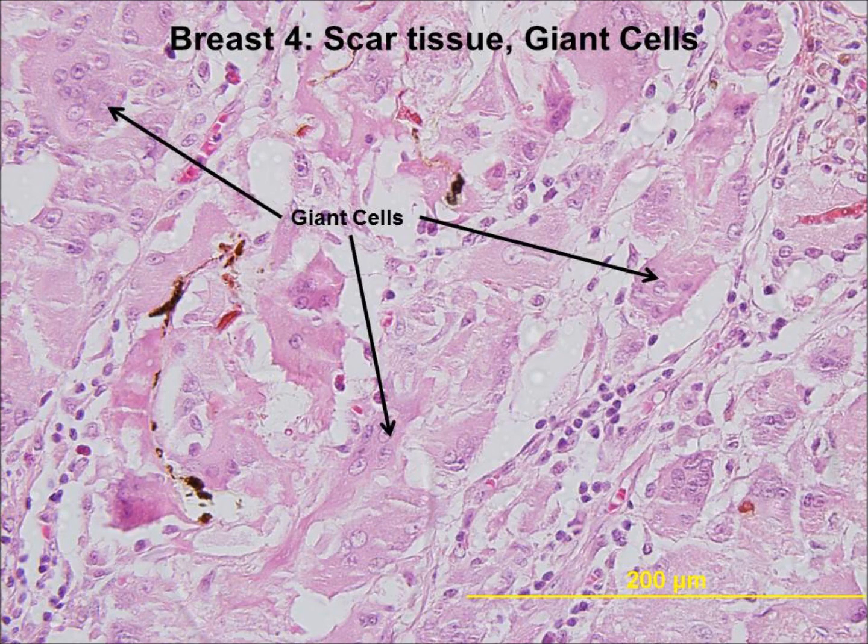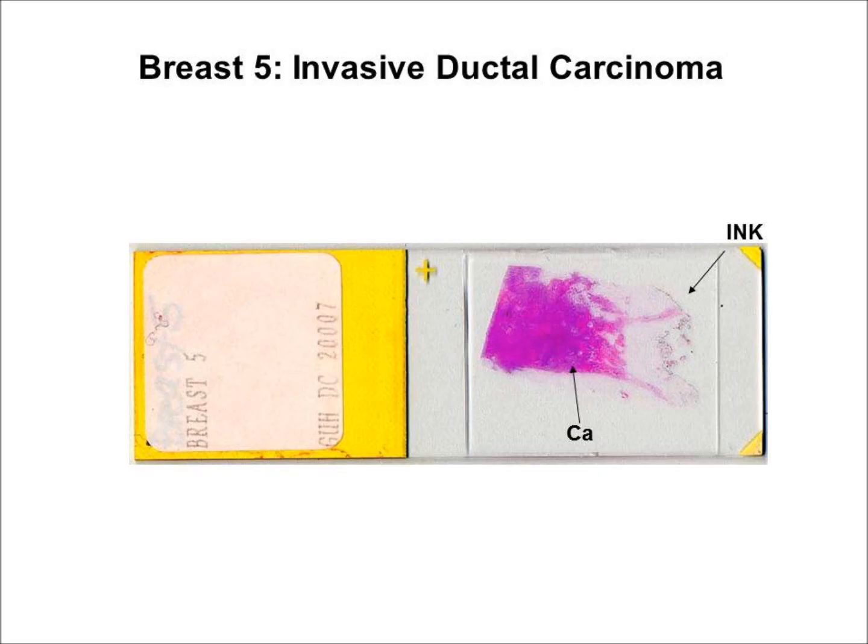Examine the central region of scarring and identify the giant cells. Now, the fact that a DCIS was present around this biopsy cavity suggests that the original lesion had not been completely excised. By eye, observe that the slide breast number 5 is very basophilic, suggesting a high cellular content. In fact, it consists predominantly of DCIS and invasive ductal carcinoma.